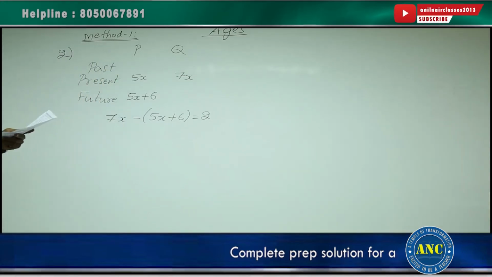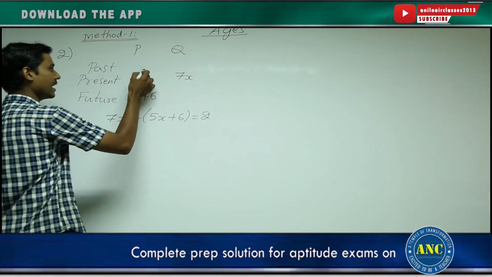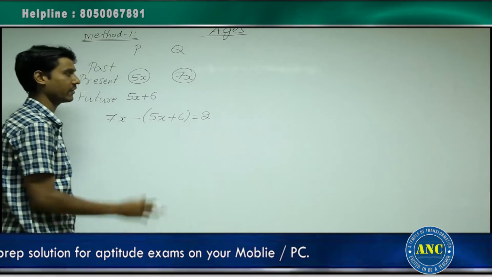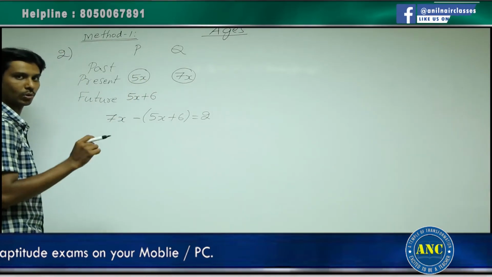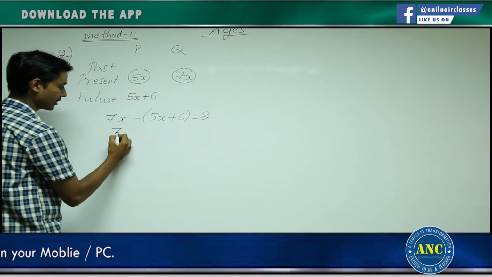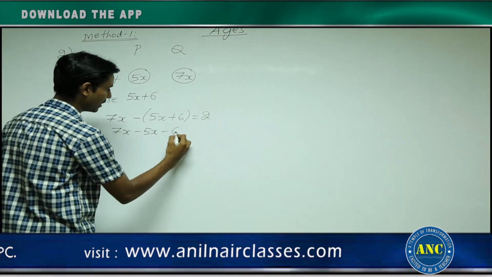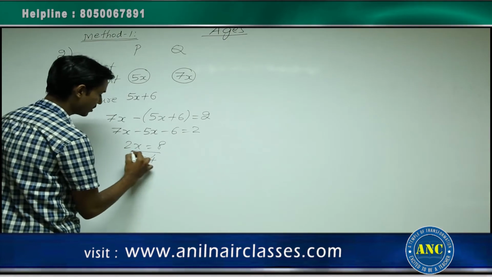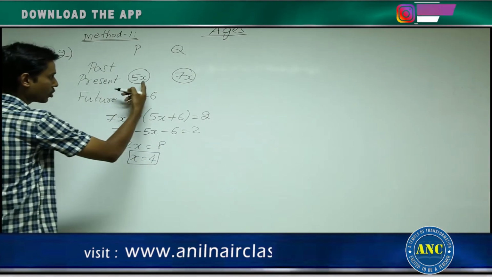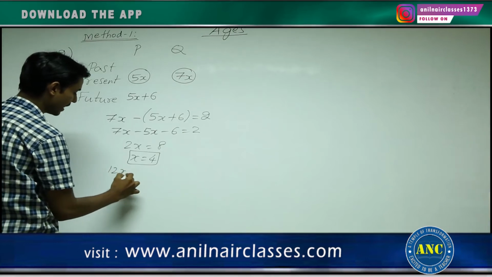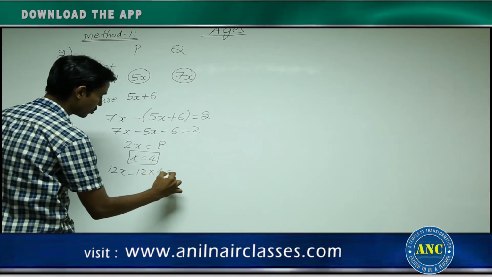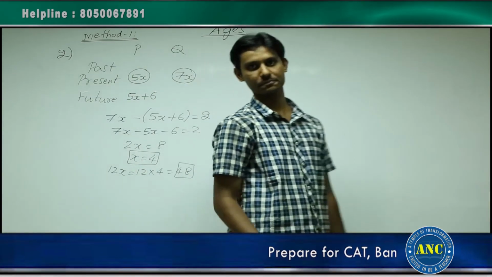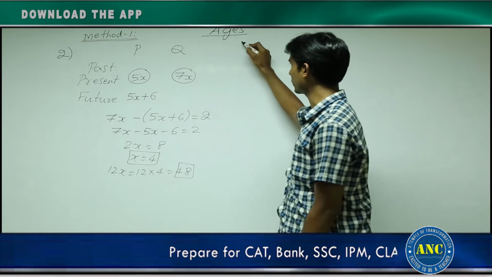What is the total of P and Q present ages? That means they are asking the total of 5x and 7x. Total of 5x and 7x is 12x. They are asking you the value of 12x. If I simplify, this becomes 7x minus 5x minus 6 is equal to 2. 2x is equal to 8. x is equal to 4. But what are they asking? Total of P and Q, 5x plus 7x, 12x. 12x is equal to 12 into 4, which is 48. Answer for this question is 48 years. Clear, right?